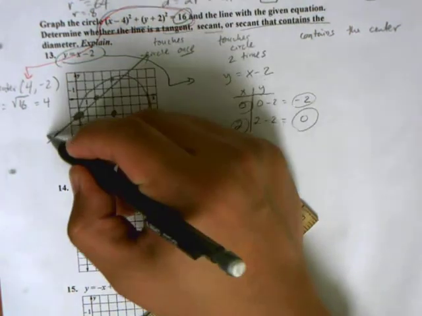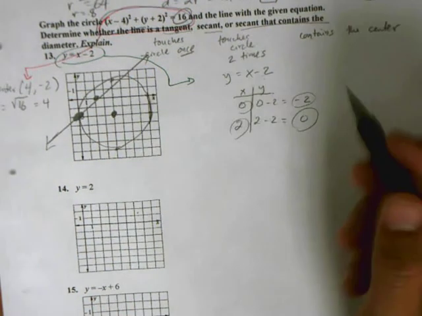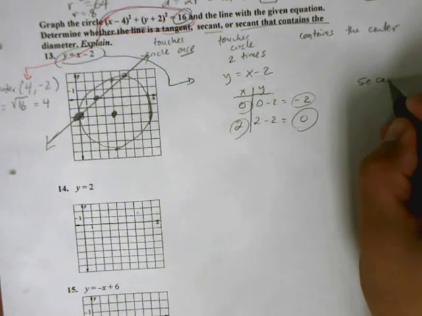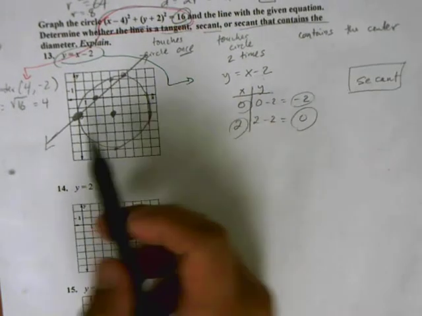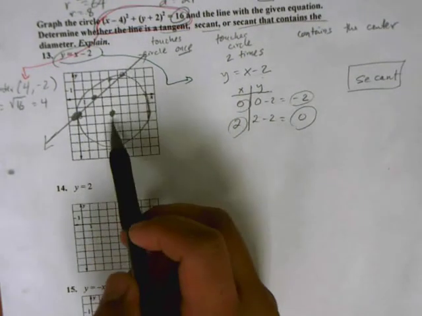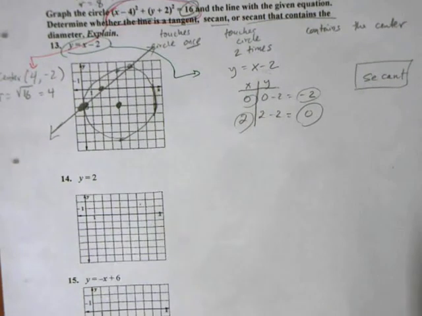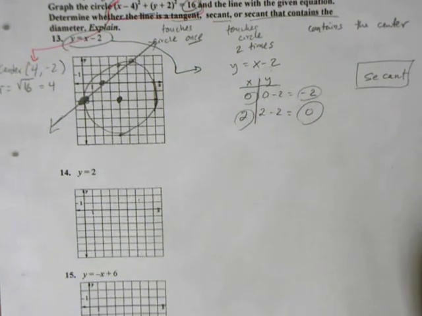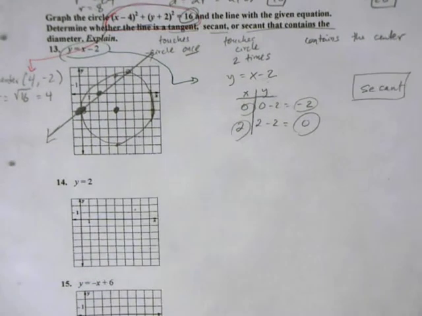You can see that in this case, this is a secant because it touches the circle at 2 points. And by the looks of it, it clearly does not go through the center of the circle. So I'm going to end the lesson here. I'll give you a chance to try some of these other examples on your own so you get some practice, and we'll discuss this in class.